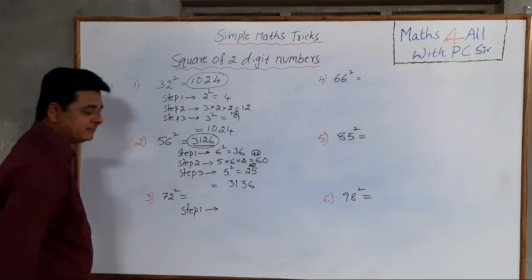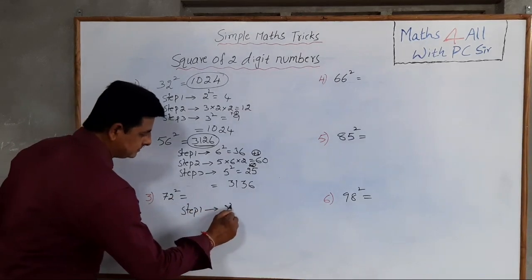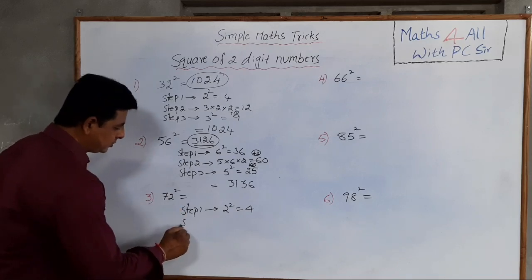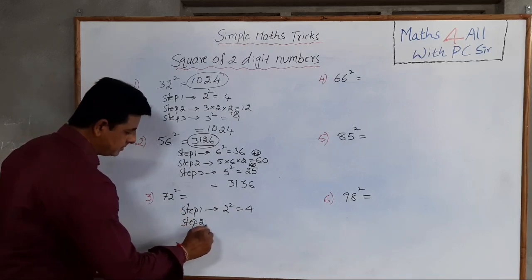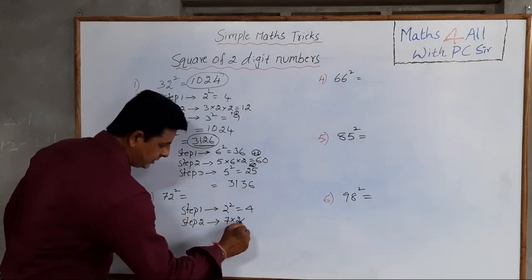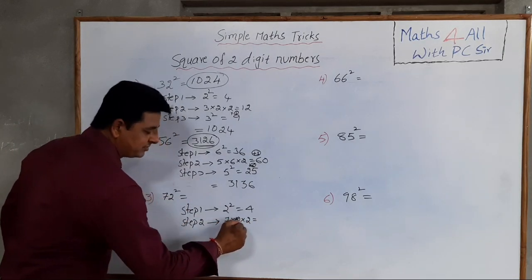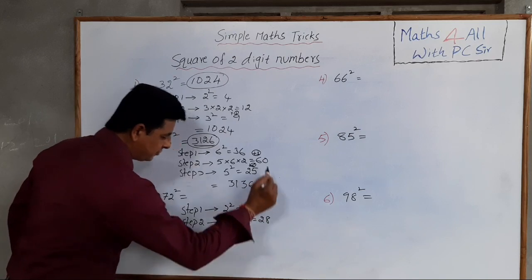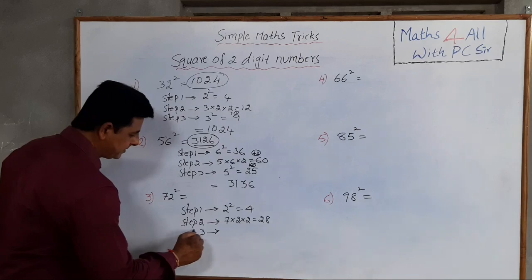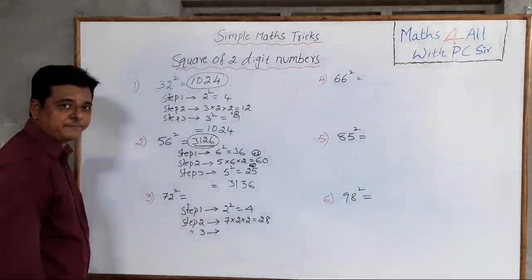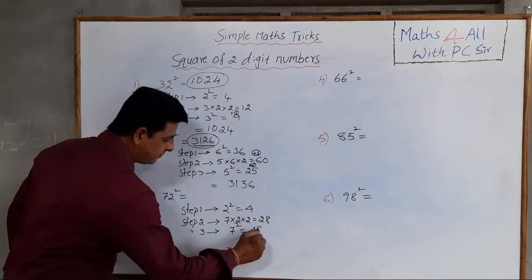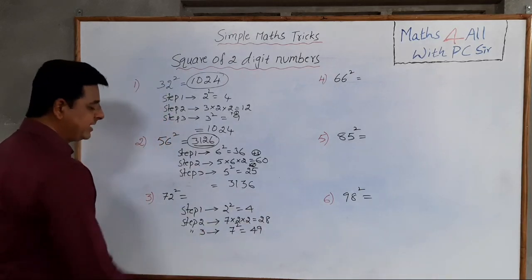Step number 1, 2 square is equal to 4. Then next, step number 2, 7 into 2, just doubling. 7 2s are 14, 14 2s are 28. And step number 3, see here, 7 square. What is 7 square? That is 49.